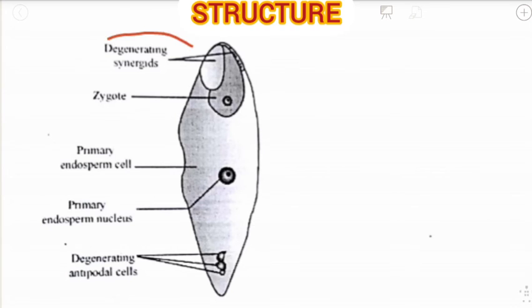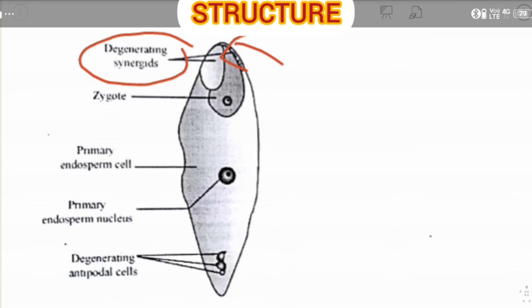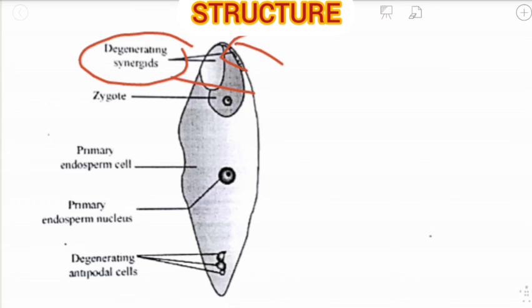So these are the synergids. Here, what happens when the pollen grains fall on the stigma? The pollen tube enters one of the synergids, and there two male gametes are released. Then this is the zygote. This part is known as the zygote.